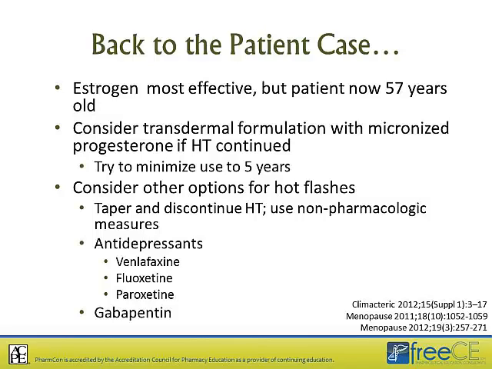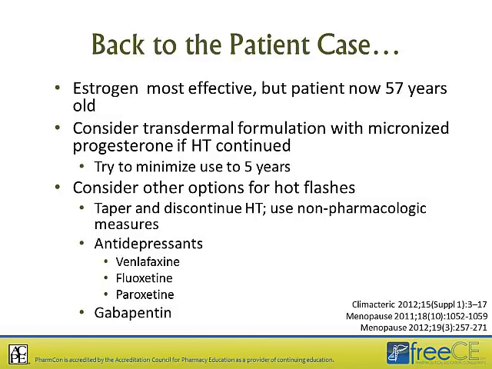As we now go back to the patient case, think back to what you thought in your own mind about continuing hormone therapy in this patient and whether or not you were concerned about a VTE in this patient. We know that estrogen would be the most effective therapy for her hot flashes and night sweats, but the patient's now 57 years old and has been on this therapy for 7 years. If therapy were to be continued, I might want to consider a transdermal formulation with a micronized progesterone, but really try to minimize use in patients up to 5 years. And that just goes based on trials that have been conducted up to this point.